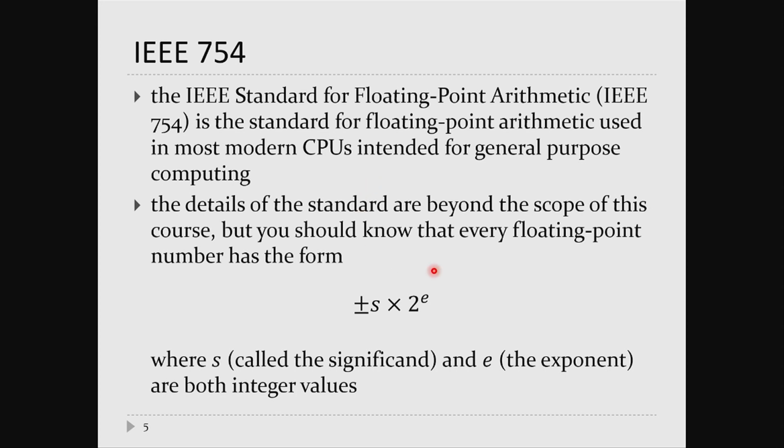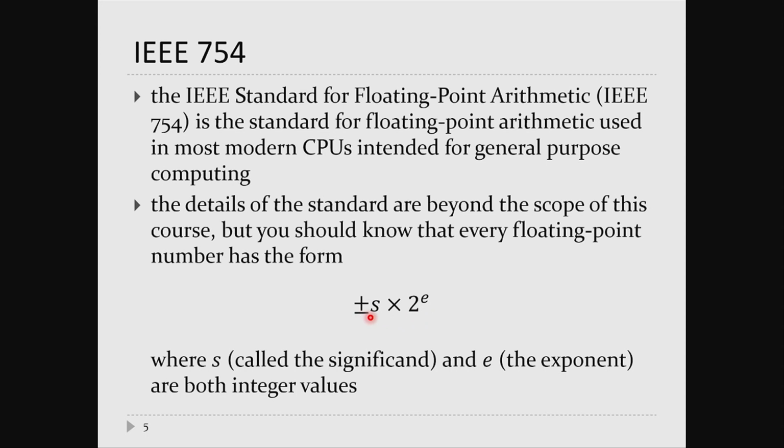What you need to know is that every floating point number has the following form. You can write it like that. Plus or minus s, so positive and negative values. S is an integer, so it's some integer value times 2 raised to some integer value. And that thing e may be negative. That's how you get values less than 1, if e becomes negative.